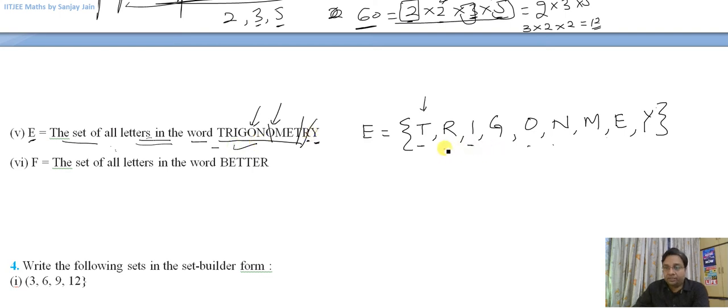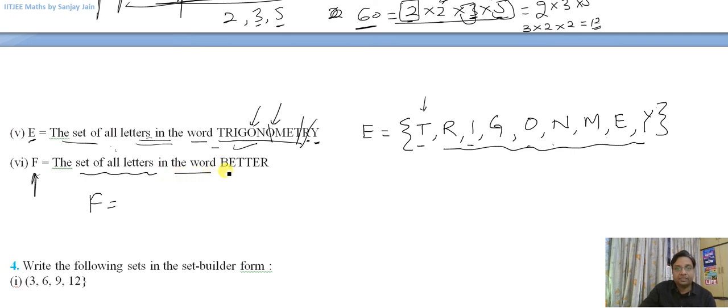Alright, so these are the letters that are there in the word trigonometry. Apart from these letters, there is no other letter in the word trigonometry. Right? So this set F is a set of all letters of the word better. So I'll write it like this: B, E, T. Then I'll not repeat the T, and this E is again being repeated, so I'll not write it again, and then R. So this is my answer.